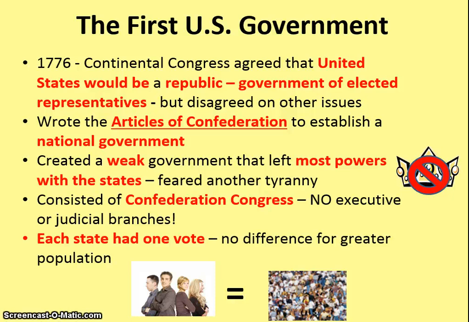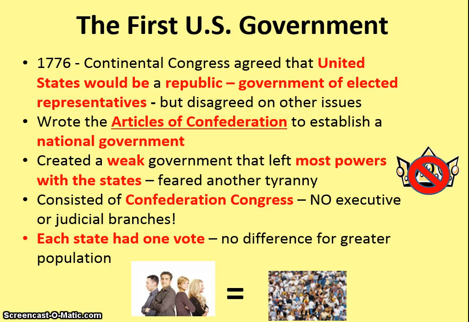So the Continental Congress agreed that the United States would be a republic, which means a government of elected representatives. And as we've seen when we studied Unit 2 about the colonization of the Americas, the colonies had a long tradition of representative and elective government. But they disagreed on other issues. They wrote the Articles of Confederation to establish a national government. And in doing so, they deliberately created a weak government that left most powers in the hands of the states.